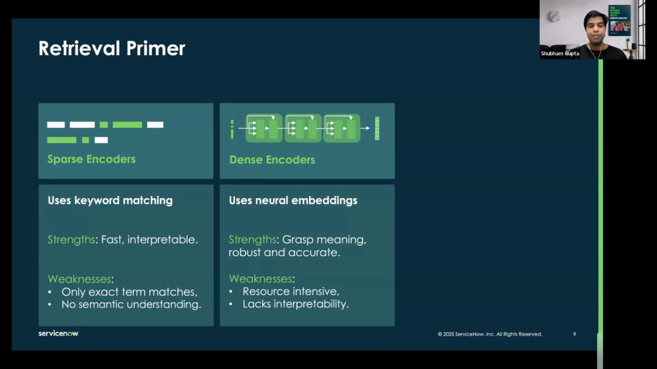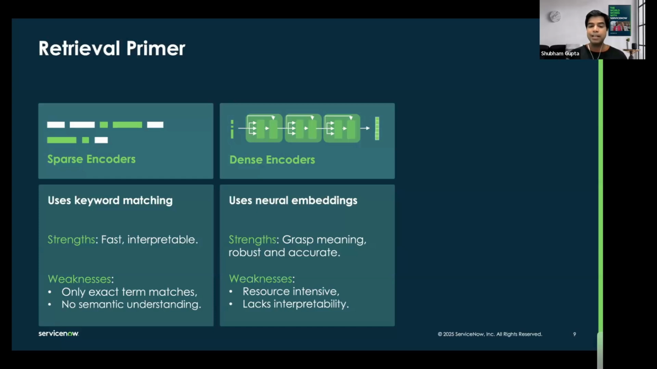This does not suffer from the semantic understanding problem that we talked about in sparse encoders, because there are a lot of studies on these kinds of embeddings which show that they learn relationships like man and woman, and king and queen, and stuff like that. They are very succinct and nice representations.